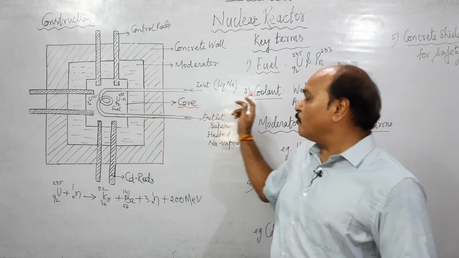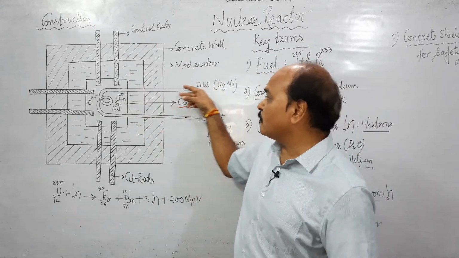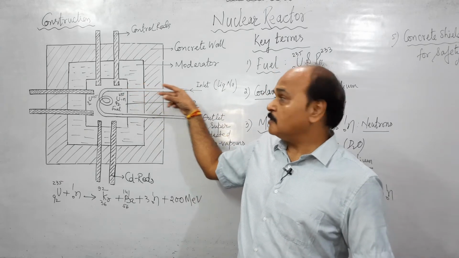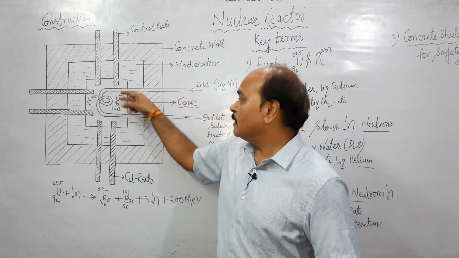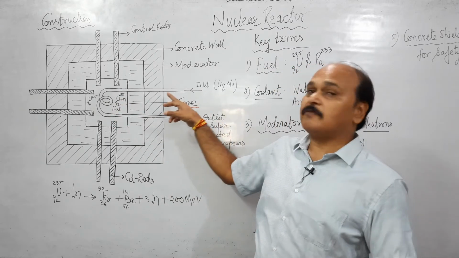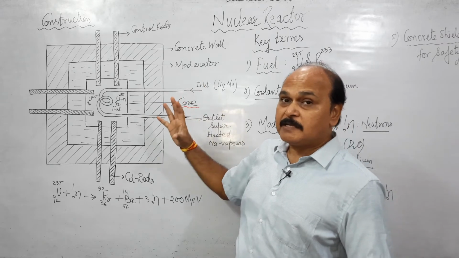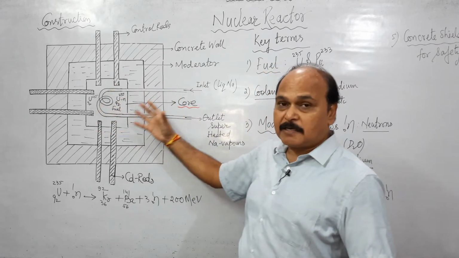In the core move certain pipes. This is a pipe which carries what? Coolant. Coolant moves through this pipe and then comes out of the other end of the pipe. This is the inlet of the coolant and this is the outlet. This coolant takes the heat of the reactor out of the reactor.